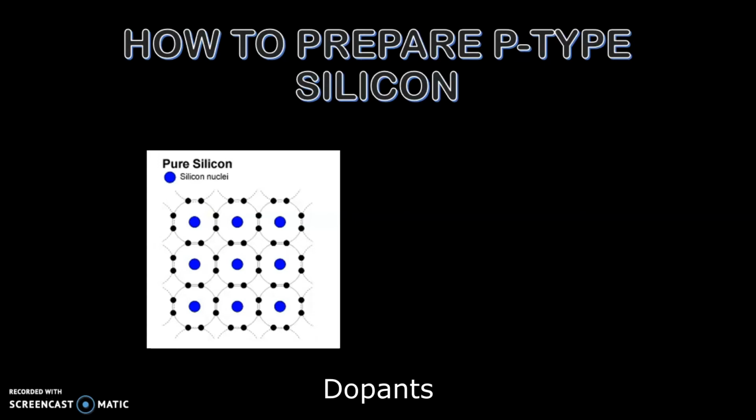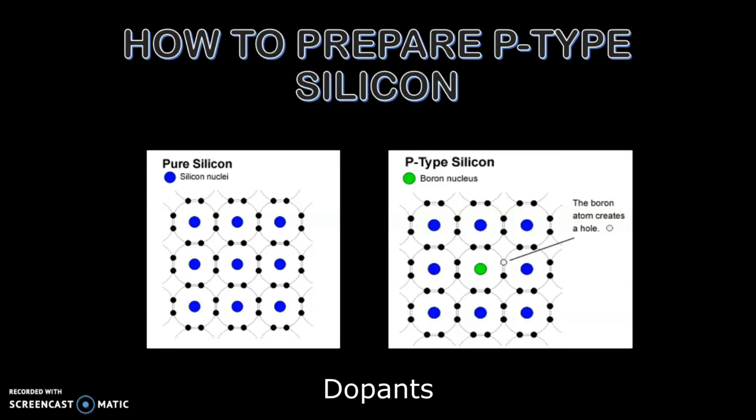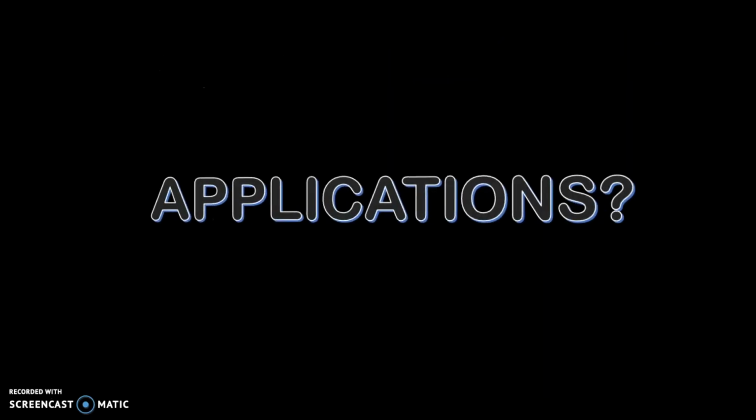When a small amount of trivalent impurity, for example boron, is doped into the silicon lattice, boron has only 3 outer electrons in its valence shell. When mixed into the silicon lattice, they form holes in the lattice where the silicon electron has nothing to bond to, and the absence of an electron creates the effect of a positive charge, therefore called a p-type silicon, and hence they conduct current. Now, what about the application?